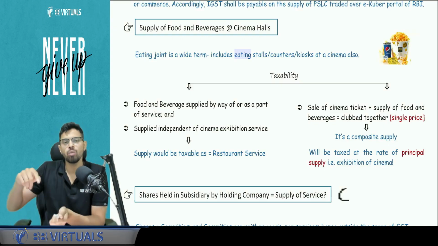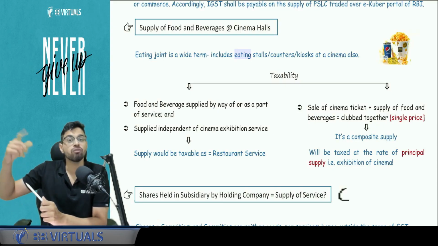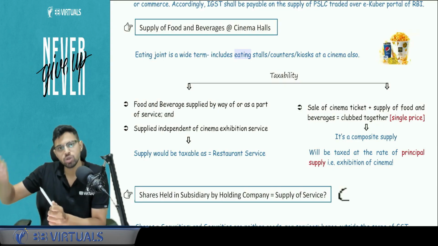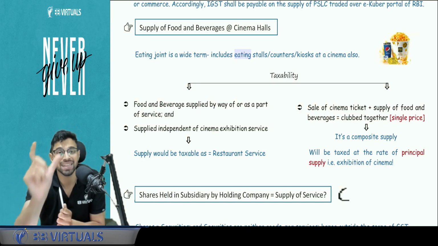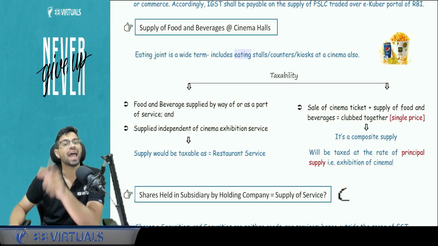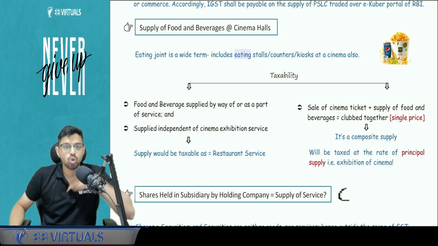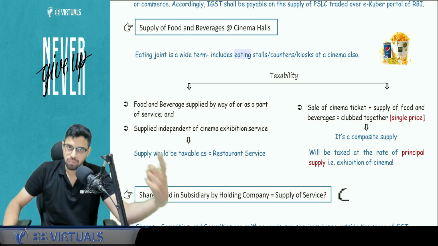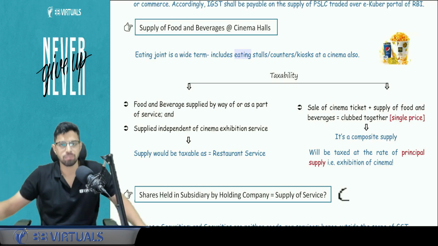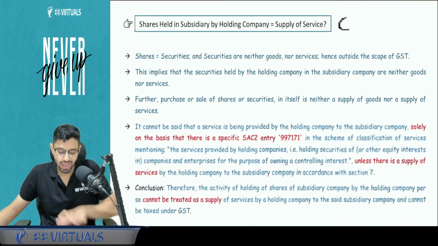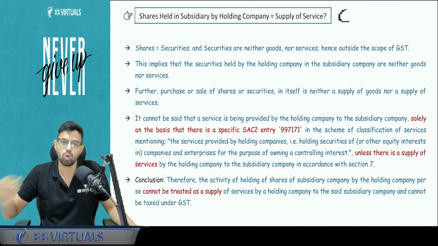Simple. But tomorrow, while buying the ticket, I buy a ticket of 1000 rupees instead of 450, which includes food and beverages that will be served to me in the interval. In this case, it now becomes a naturally bundled composite supply where the principal element will be that particular movie. So you have to see whether you are paying at one time, in one shot, which includes the food and beverage, or you are buying it separately. Is it clear?